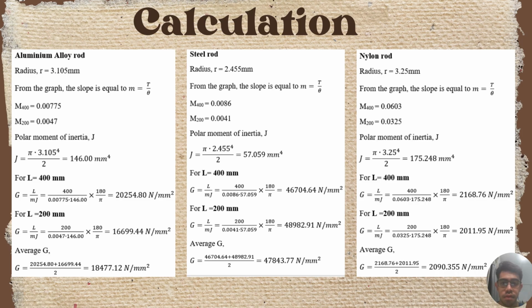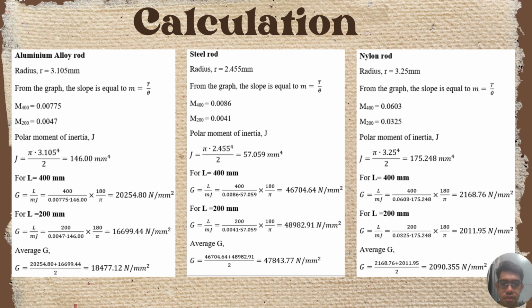For the aluminum alloy rod, the radius is 3.105 millimeter, and from the graph we can get m for 400 mm away. The m value is 0.00775, and for 200 millimeter away, the m value is 0.0047.